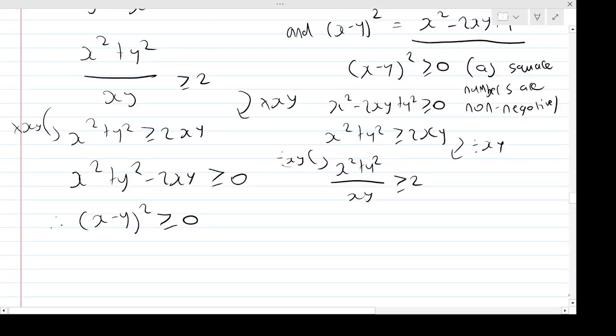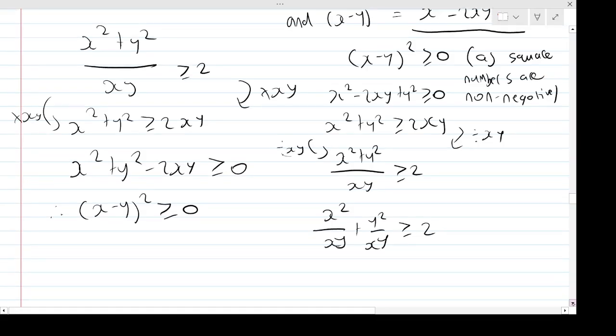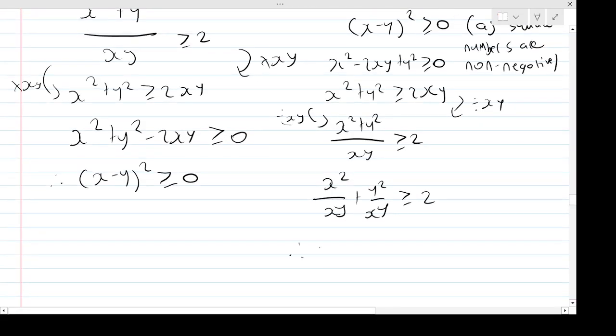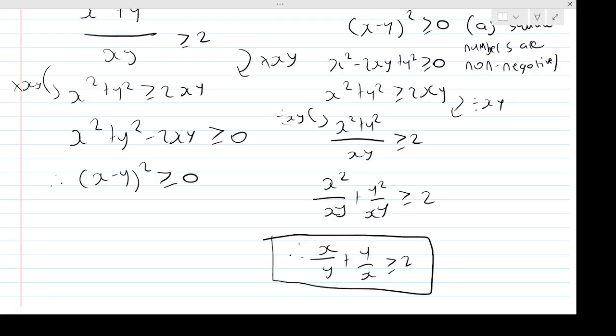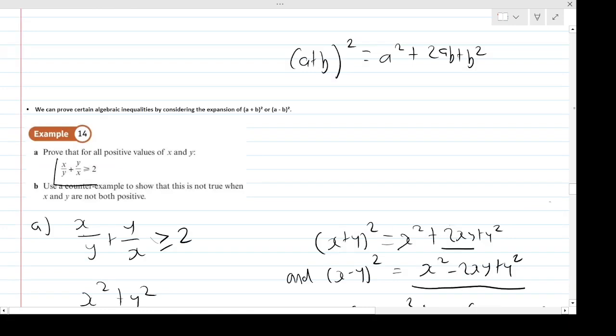Okay, then we can split up the fraction to get x squared over xy plus y squared over xy is greater than or equal to 2. And then we can just simplify the fraction to get that, therefore, x over y plus y over x is indeed greater than or equal to 2. And that's our proof, okay? There we are. So it just went backwards.